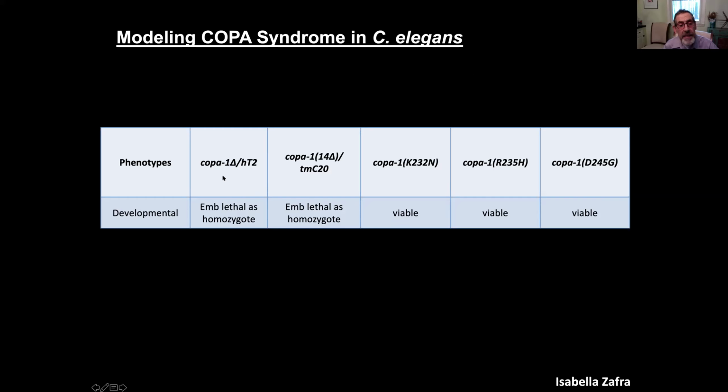Interestingly, if we delete the COPA gene entirely, embryos die as homozygotes. If we delete just that 14 amino acid region, the embryo is also dead as homozygotes. But all of the point mutations that Isabella made so far are completely viable and look normal. And so this is a case where we want to look: is there some subtle phenotype that we're just missing because these animals are viable and fertile and everything looks normal about them on the plate?